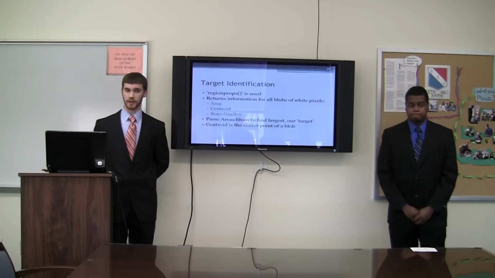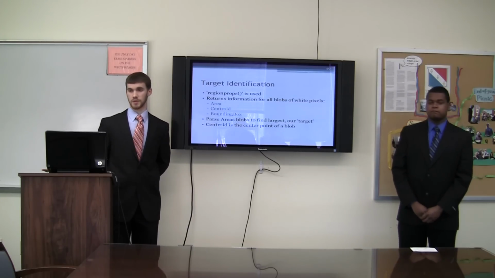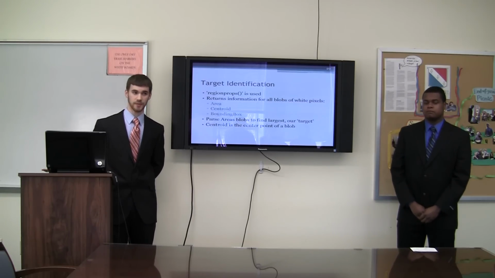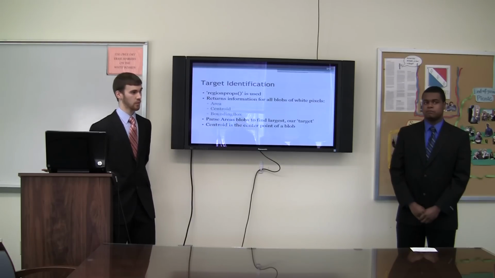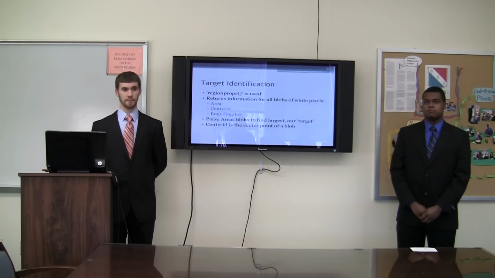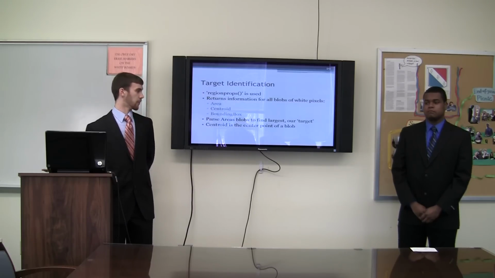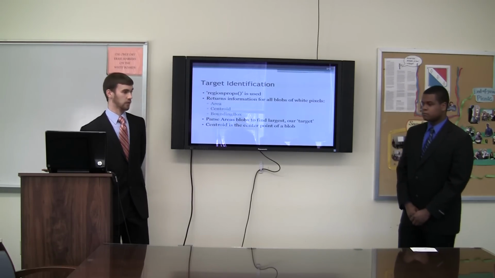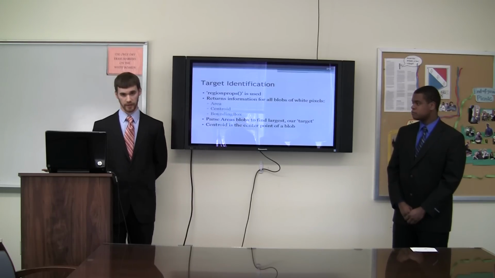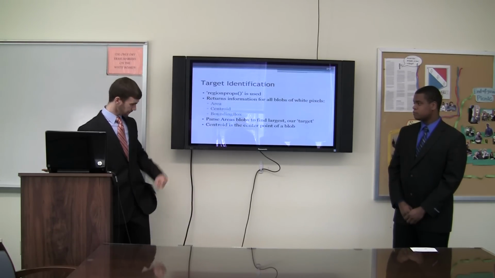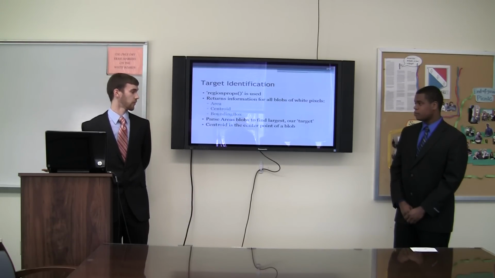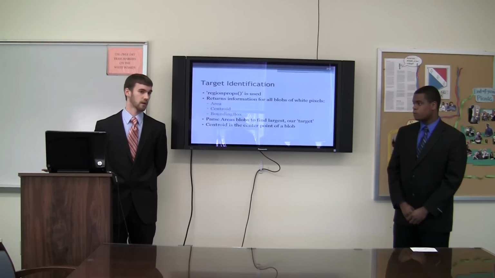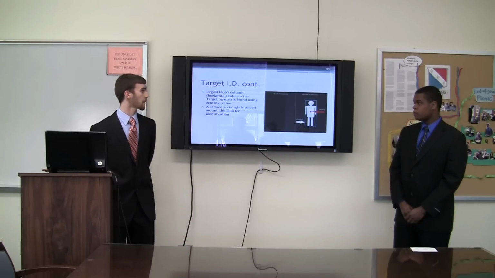To identify the target we want to track, we use the command called regionprops. It returns 3 parameters: area, centroid, and bounding box. We parse the areas of each blob found using this command to find the largest, which is our target that we want to track. The centroid of a blob is the center point of the blob, and we'll use that later to track the object as well.